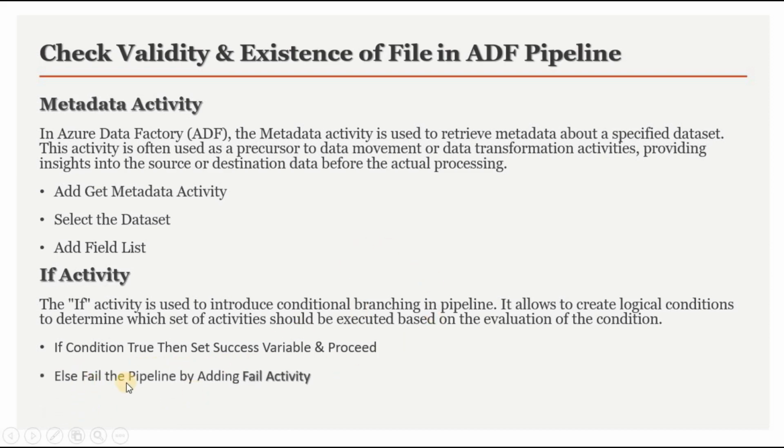And if it's false, the pipeline will fail by adding the Fail activity. I will manually fail the pipeline by using the Fail activity. Basically, it intentionally fails a pipeline run when certain conditions or criteria are met. It's a control flow activity that allows you to explicitly mark a pipeline run as failed based on the specified condition. So this can be useful for error handling and implementing custom logic.